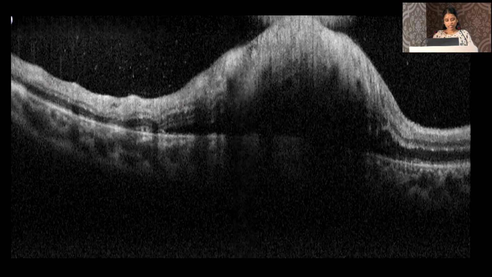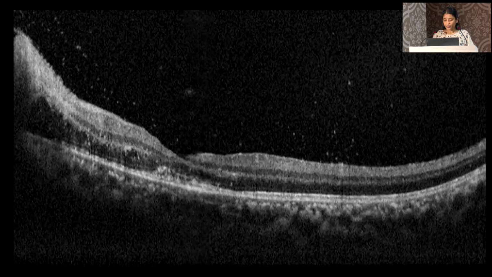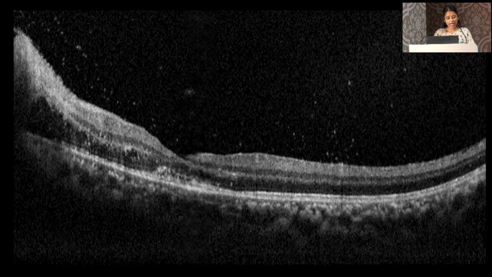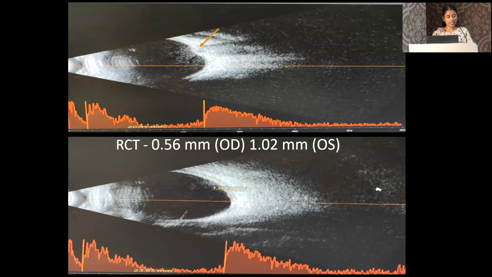On line scan of the disc, there was a disc edema, and on line scan of the macula, we can see that there is overlying vitritis. There is a seeping of the SRF and exudates into the peripapillary retina. On doing the ultrasound B scan, there was an elevation of the disc with overlying vitritis, and there was a retinochoroidal thickening in the left eye.